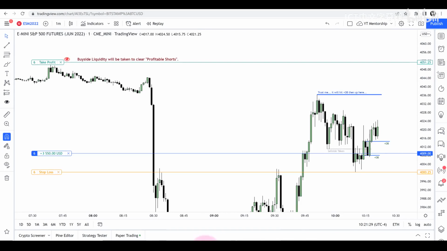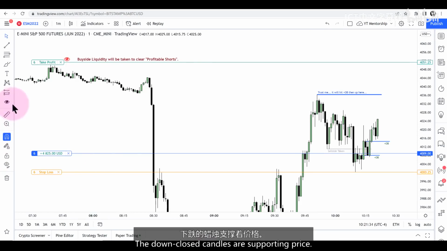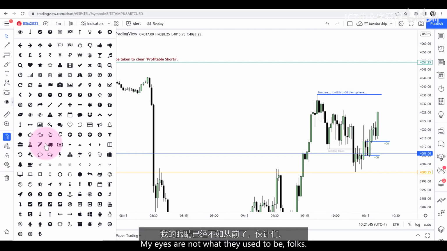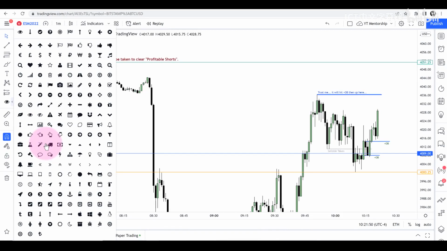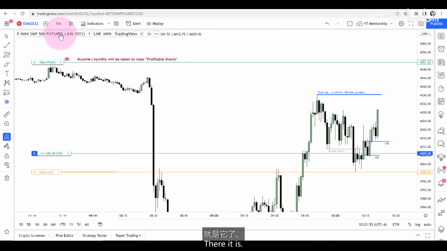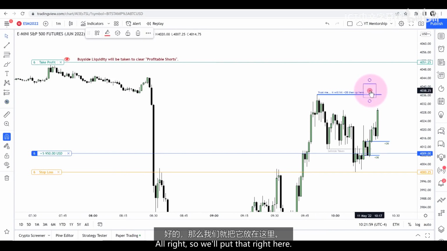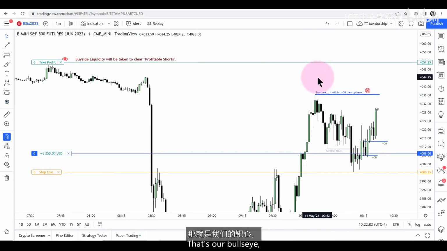Very, very nice price delivery there. So think about what's being shown here. The down close candles are supporting price. We're seeing expansion. And where is the bullseye? Getting ready to turn 50. My eyes are not what they used to be, folks. I'm sure if it was a rattlesnake, I'd be bit by now. There it is. I should have checked my most recent ones at the top. All right, so we'll put that right here. That's our bullseye, okay?